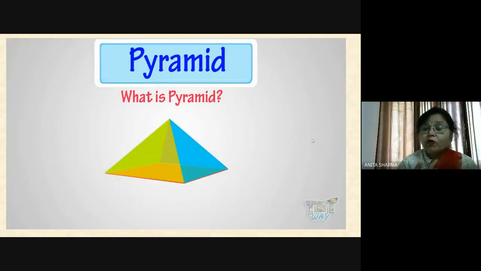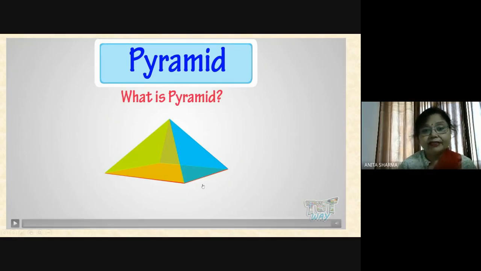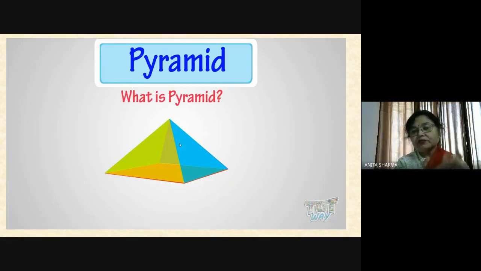So now children, what is a pyramid? How is a pyramid different from a prism? You can see here there is only one base end, and in the side faces, there are triangles, and all the triangles are converging at one point. Converging means they are coming and meeting at one point, and that point is called the apex.